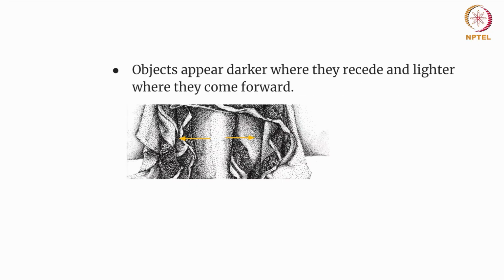The third thing is that objects appear darker when they recede and lighter when they come forward towards the light source. This is another example from the same artwork. If you look at the center area, which is lighter, there is a roundness and it is upfront. And if you look at the darker area, which is receding, you can also try this. When you look at any object in your surroundings, you will find the same appearance.